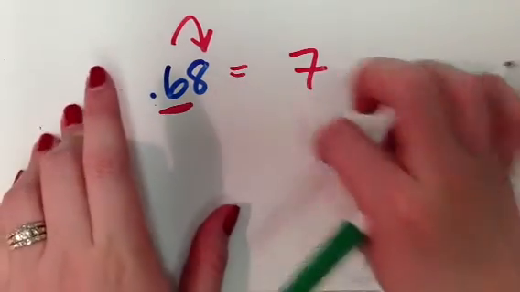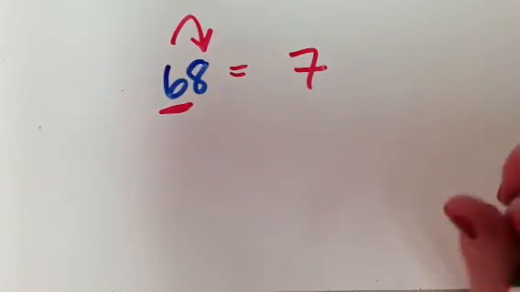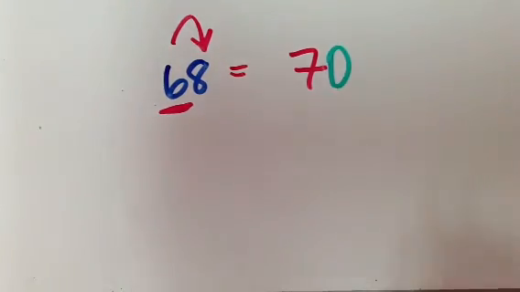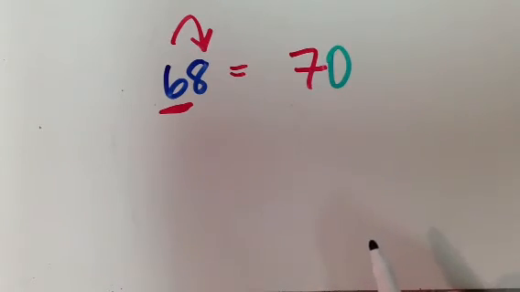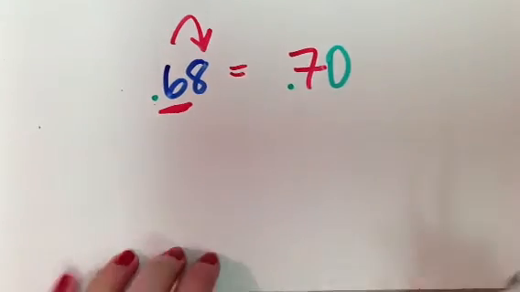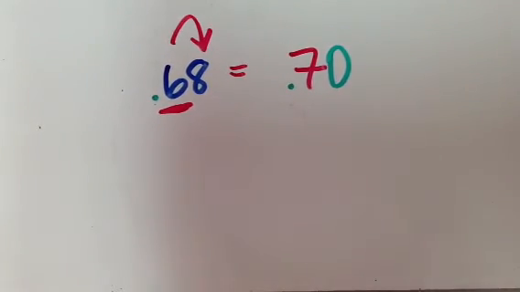And if it was whole number land, it would round to 70, right? If I was rounding to the nearest tens place, I would round it to 70. That's really what we've just done here. That's all we've done. They just happen to have a decimal point in front of them. So it's the same kind of thing.